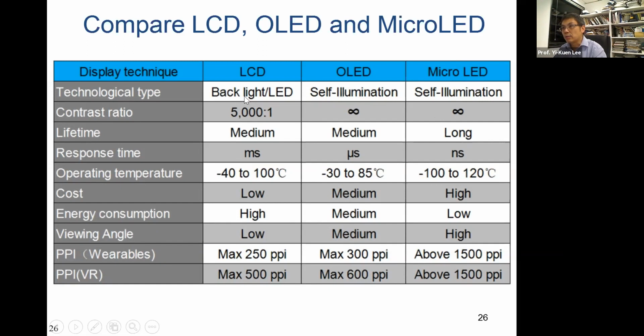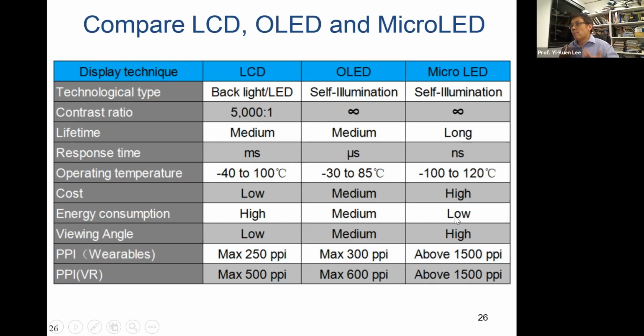Right? You don't need a backlight. And then the contrast ratio is good. Light time is long. Response time is nanosecond. Right? Cost, oh, it's still expensive. If you do mass production in the future, it's probably cheaper. And then power consumption is low.